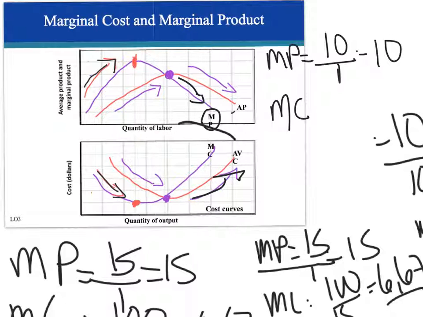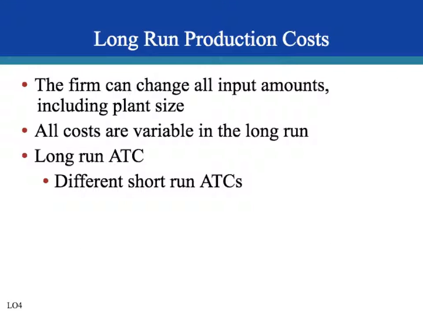And we can do the same calculations as well for average product and average variable cost. In the long run, all costs are variable and firms can change their size. So if they're at full capacity in the short run with a small size, they could increase to a medium size or to a large size. And vice versa, if they have too much excess capacity, let's say they're a large plant and they don't need all those machines, they can downsize to a medium size plant instead of a large size plant.